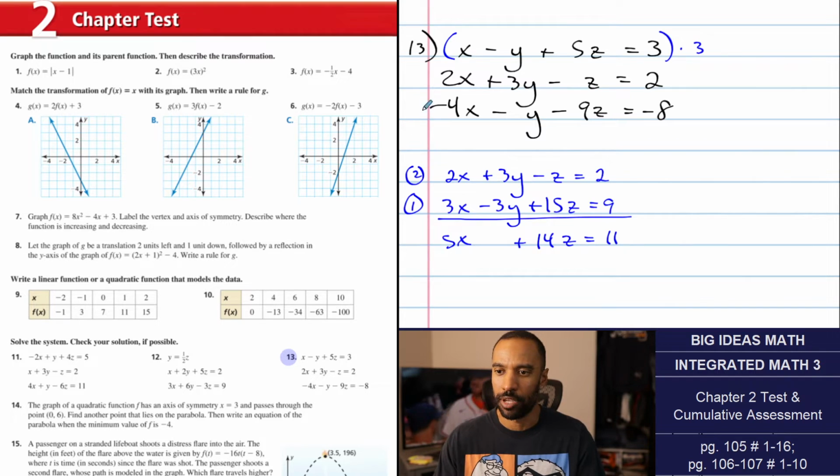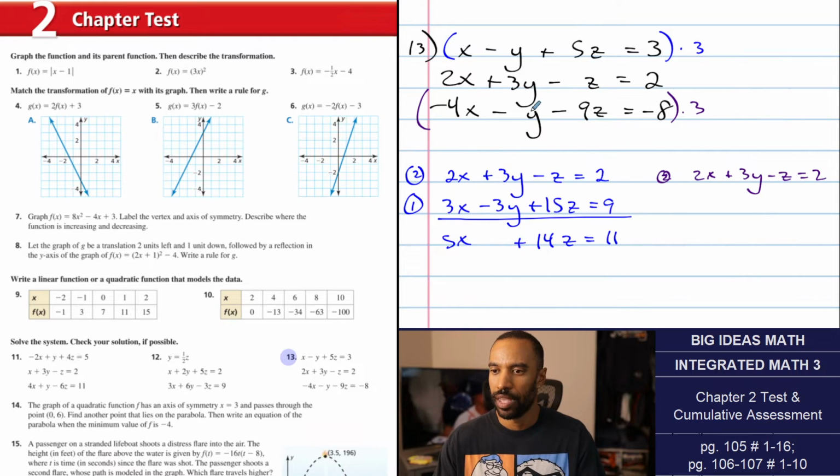Now let's multiply the bottom equation by 3, and let's do the same thing, where we have equation 2 that we're going to combine with to eliminate y. So 2x plus 3y minus z equals 2. And the bottom equation will now say negative 12x minus 3y minus 27z equals negative 24.